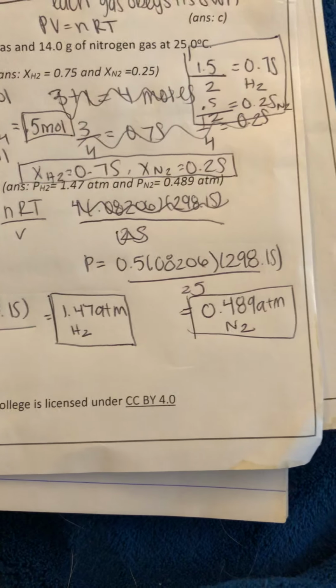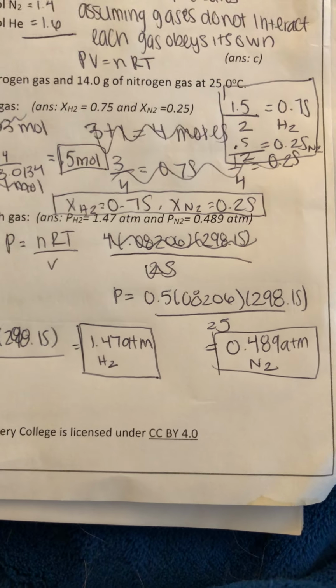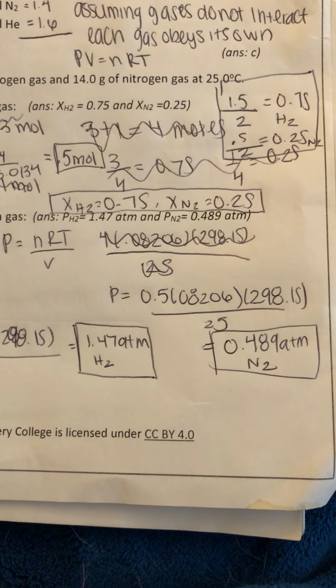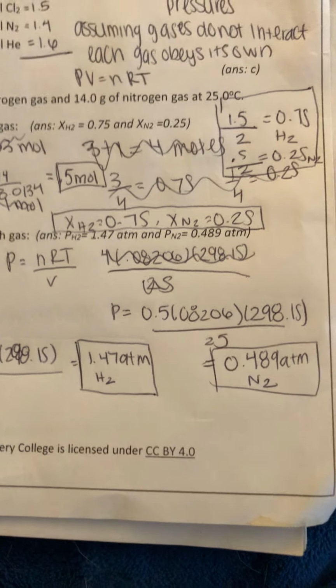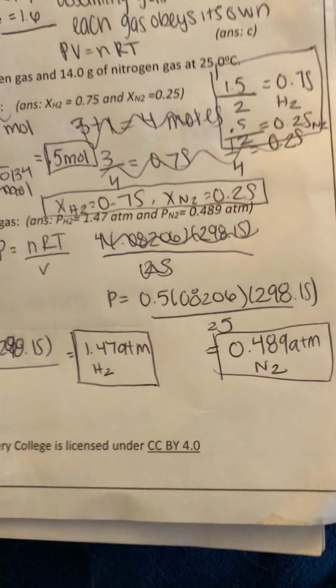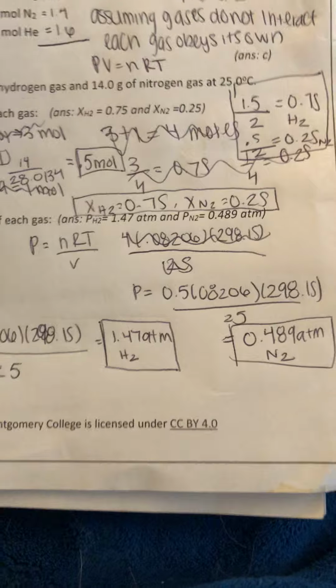And then doing the same formula for the nitrogen, it's 0.5 moles times the constant R times Kelvin over volume in liters, and that's 0.489 ATM of nitrogen.